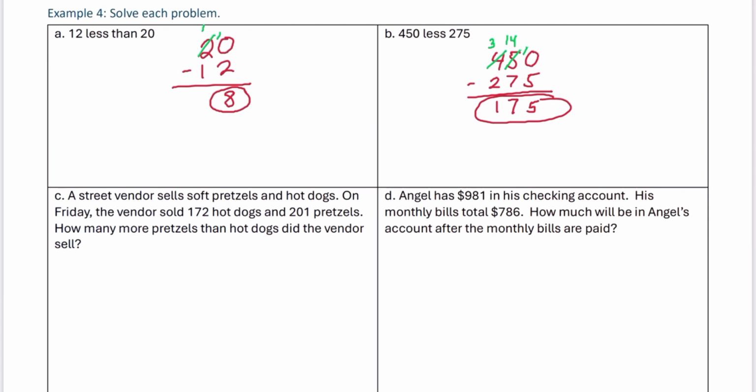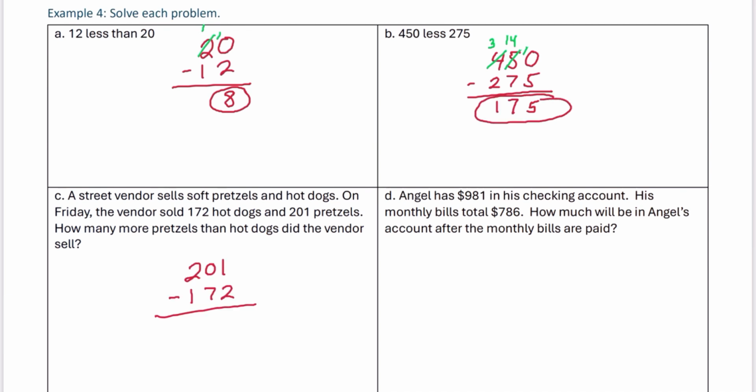Part C. A street vendor sells soft pretzels and hot dogs. On Friday, the vendor sold 172 hot dogs and 201 pretzels. How many more pretzels than hot dogs did this vendor sell? Here we want to start with 201 pretzels, and we're subtracting the 172 hot dogs.